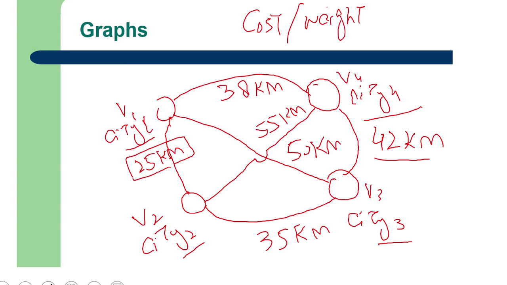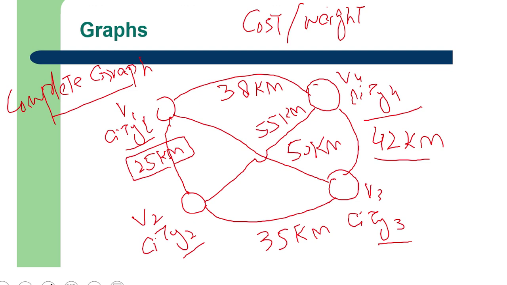If in a graph every vertex is connected with every other vertex, for example, vertex V1 is connected with vertices V2, V3 and V4. Similarly, vertex V2 is connected with all other vertices V1, V4 and V3. We call this graph a complete graph. In a complete graph, each vertex is connected with every other vertex in the graph. So this graph is called a complete graph.